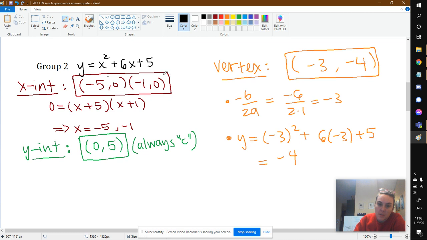In order to find the x-intercepts, we factored into x plus 5, x plus 1. We set each of these equal to 0. And when we set these equal to 0, they basically just flip, right? If it was x plus 5, it becomes x minus 5. If it was x plus 1, it becomes minus 1. And then so we find those x points.